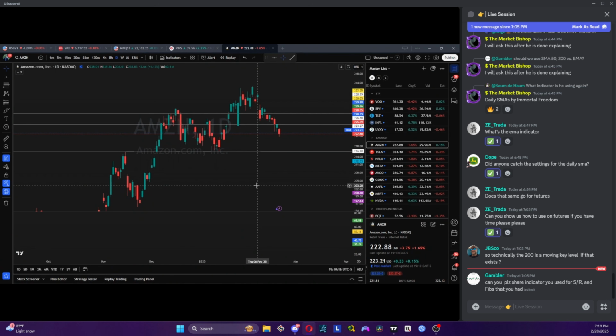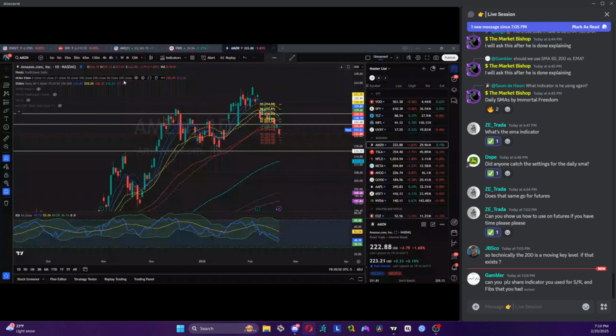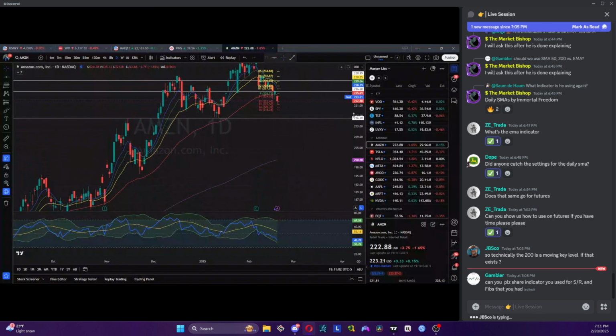Yeah, absolutely. I'm going to ask this question about futures, but before I do, there's a quick one over here. Someone asked, so technically the 200 is a moving key level, if that exists? I want to understand your question. Is it a moving key level? In other words, it's like a moving support and resistance, and yes, moving averages are exactly that. They're moving, right?